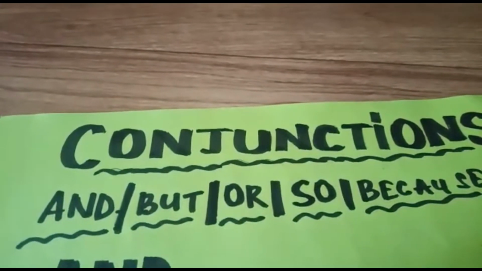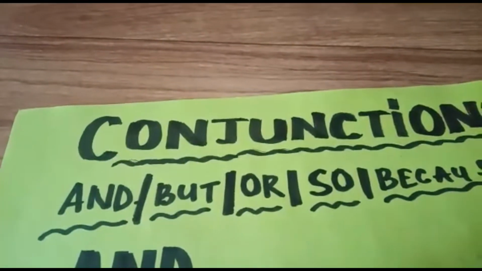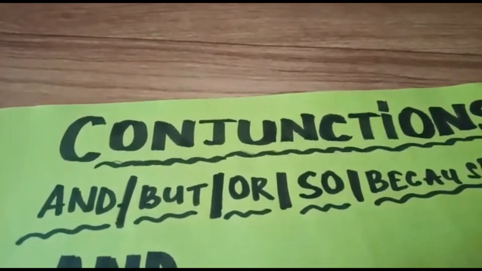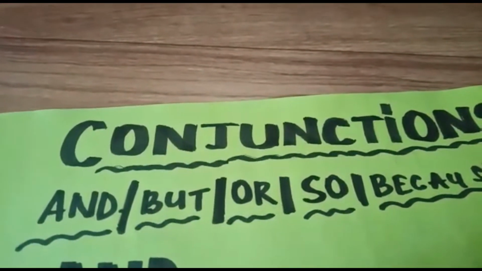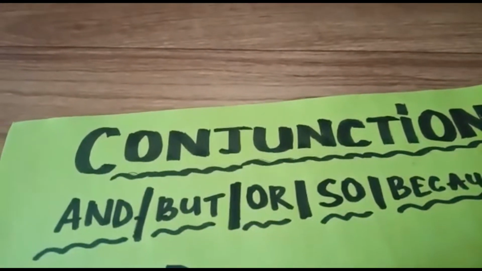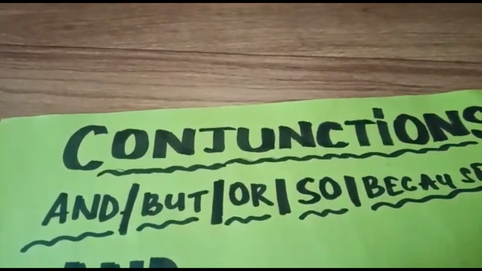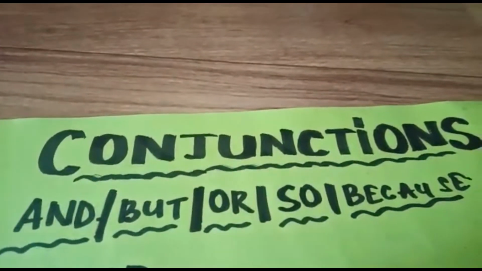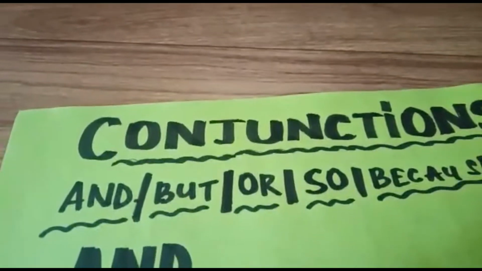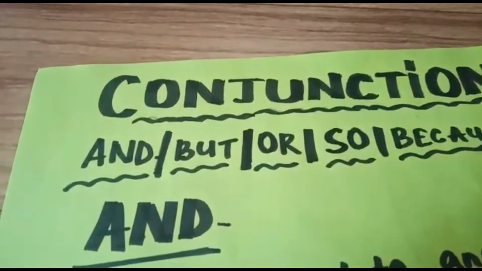This is a short grammar presentation on conjunctions. So, what is a conjunction? A conjunction is a part of speech we use to connect words, phrases, clauses, and sentences. Here are some commonly used conjunctions like and, but, or, so, because. These are the conjunctions I will be looking at in this presentation.